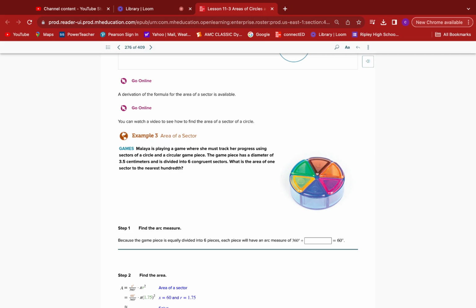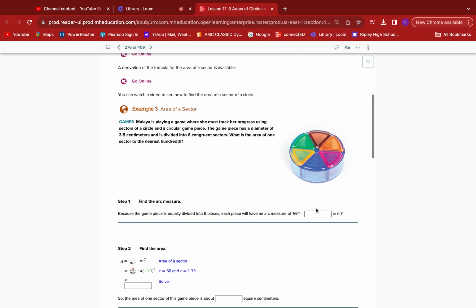3.5 centimeters and is divided into 6 congruent sectors. What is the area of one sector to the nearest hundredth? Hundredth is 2 numbers after the decimal. All right, got to find the measure of the arc. Well, 360, and it says I have 6 equal parts. So I'm going to take 360 and divide by 6. And that's going to give me 60 degrees.